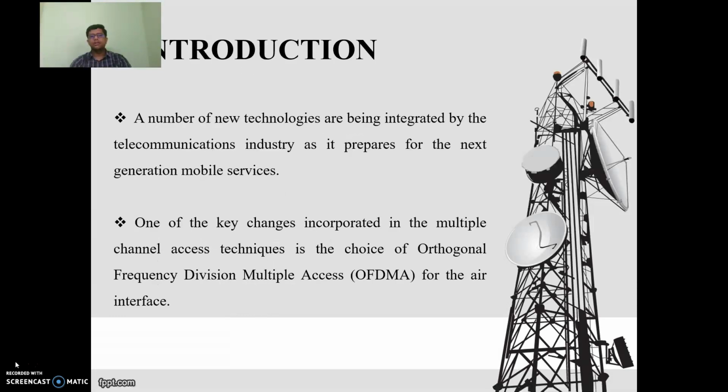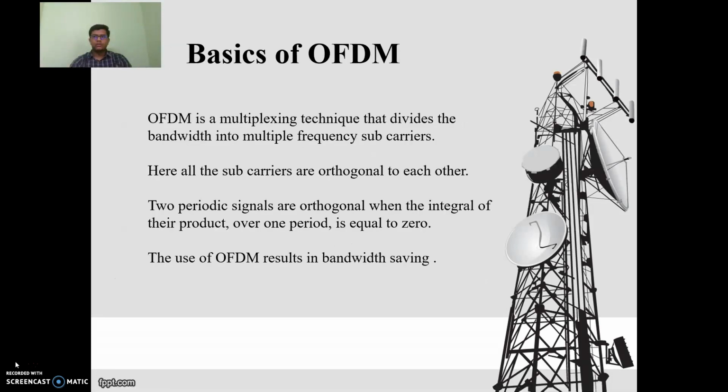A number of technologies are being integrated by the telecommunication department as they are preparing for the next generation of mobile services. One of the key changes they have incorporated in the multiple access technique is that in earlier days they were using FDM for mobile communication. Now they have incorporated OFDMA, which refers to orthogonal frequency division multiple access, in which users are provided with a set of subcarriers overlapping in the frequency domain. However, the subcarriers are specially designed to be orthogonal to each other, which allows them to occupy the same bandwidth without any interference. And the main advantage is the elimination of the guard band.